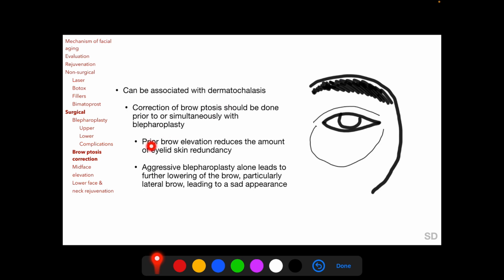This is because prior brow elevation reduces the amount of upper eyelid skin redundancy and thus the amount of upper eyelid skin which ultimately needs removal. And also because aggressive blepharoplasty alone without the brow lift which is required leads to further lowering of the brow, particularly the lateral brow, leading to a sad appearance.